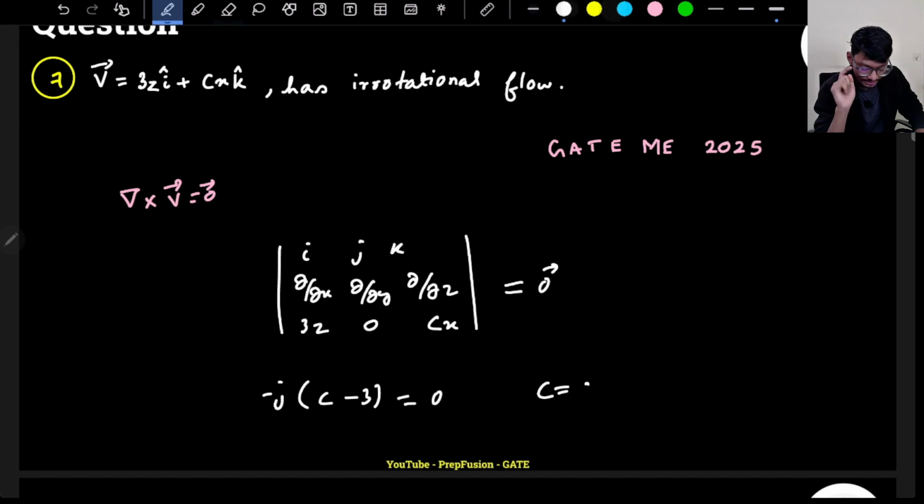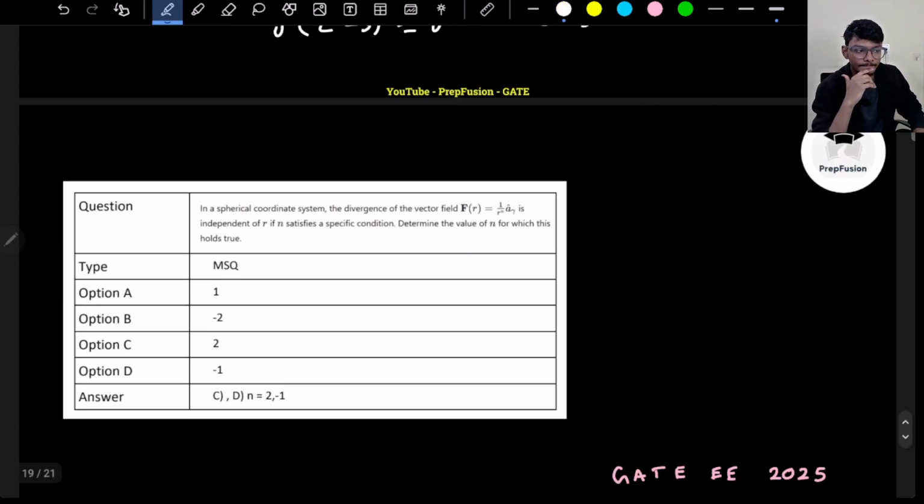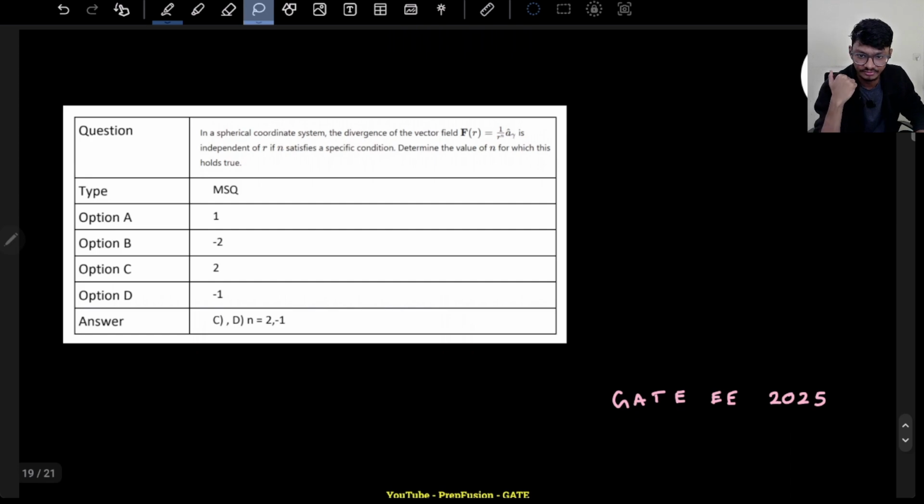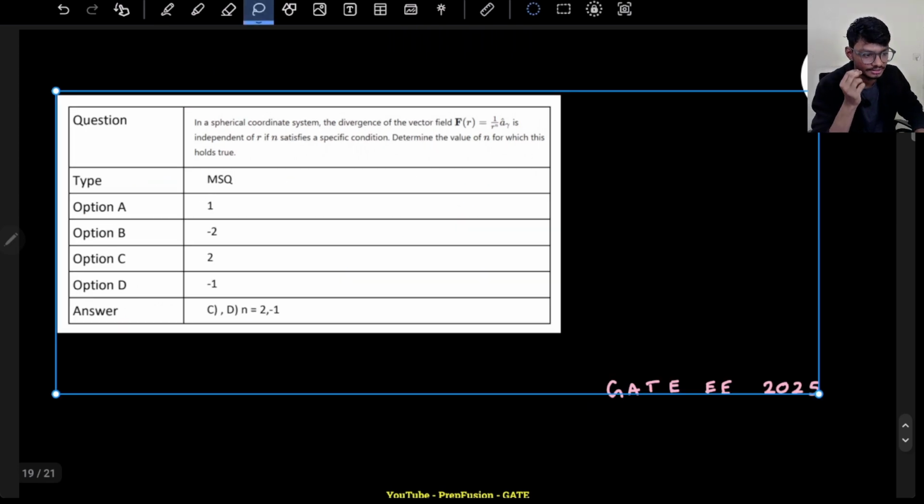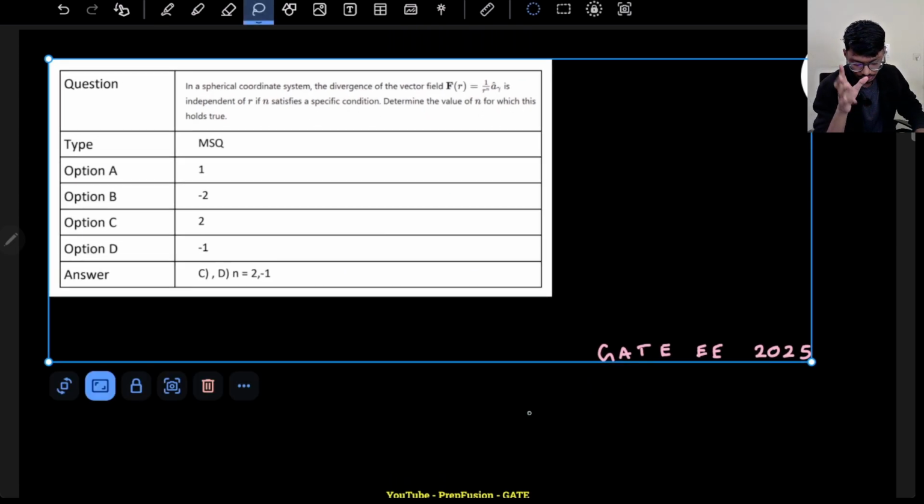Now this question is again a good question because this is a standard question only, but what they have done is they have given this as an MSQ, so then it becomes a bit trickier. Okay, so basically you have to find out the divergence.